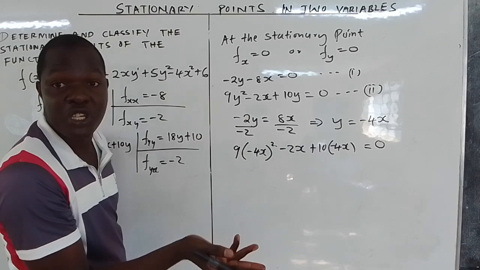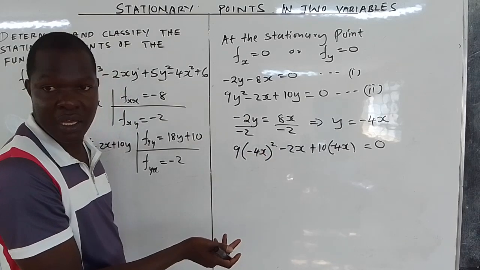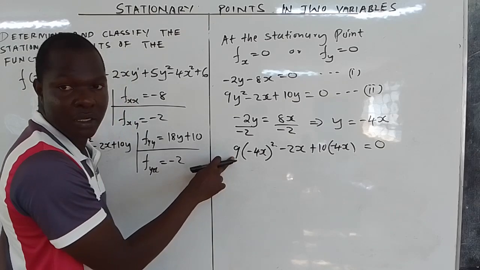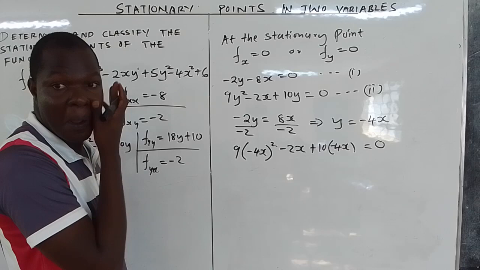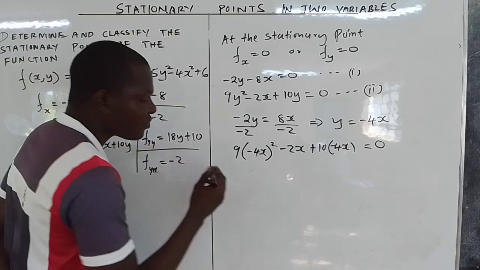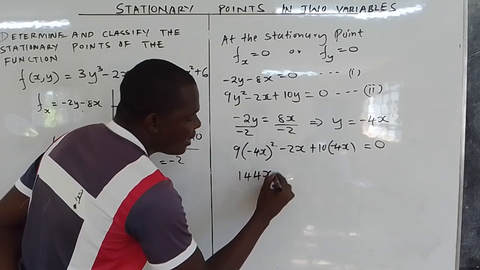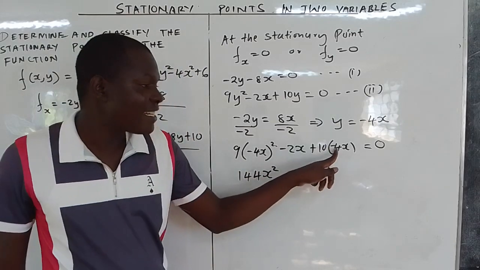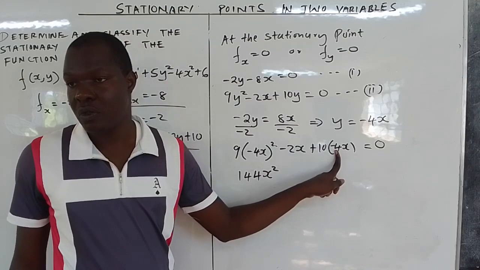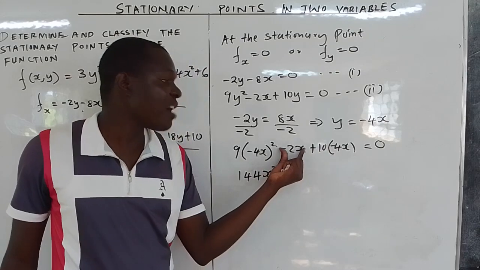Negative 4 squared is positive, isn't it? 4 squared is 16. Are we together? I have 16 times 9. Calculator. 16 times 9 is 144. Then x is squared: 144x squared, isn't it? Then here we have 10 times negative 4, which is negative 40x.